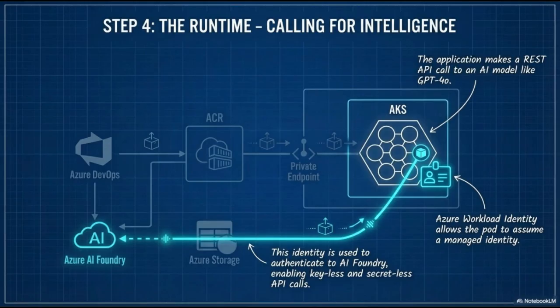This allows the Kubernetes pod to assume a managed identity, which is then used to authenticate directly to Azure AI Foundry. The primary benefit of this architecture is that it enables entirely keyless and secretless API calls, significantly enhancing our security posture by removing the need to manage or rotate traditional connection secrets.